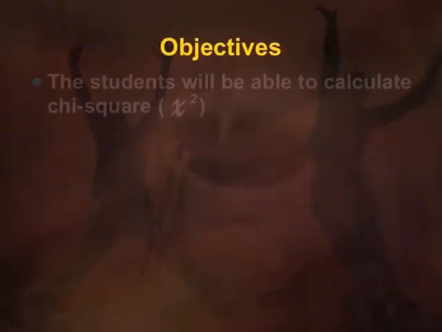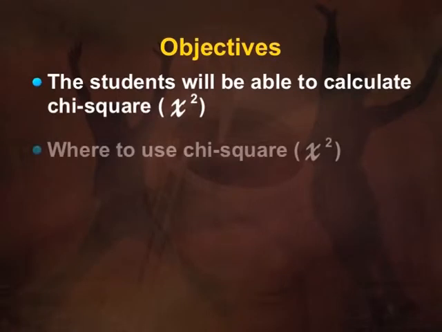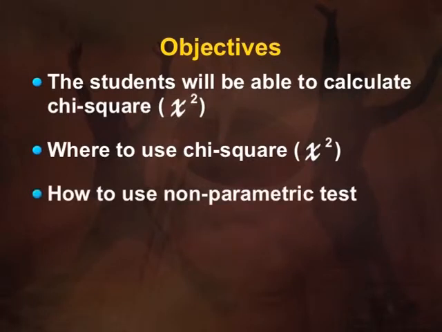Hello, the topic we are discussing today is chi-square. The objectives are: the students will be able to calculate the chi-square. They will know where to use chi-square. They will also learn how to use non-parametric test.